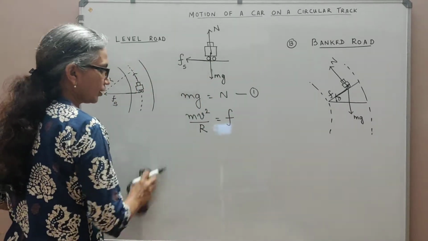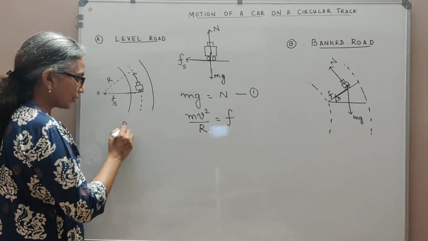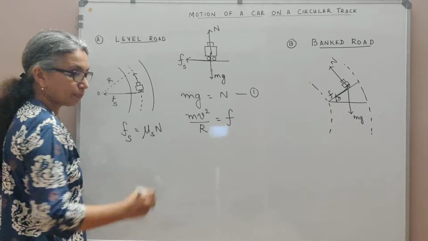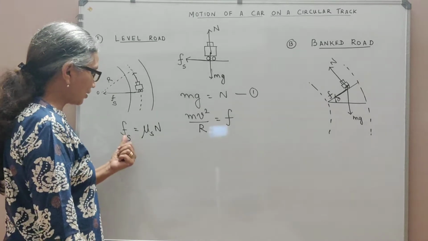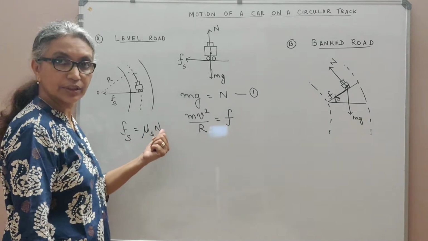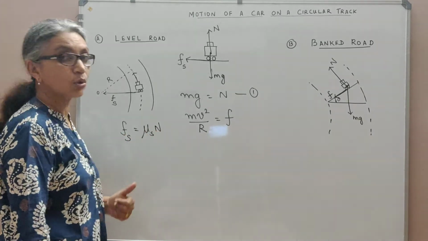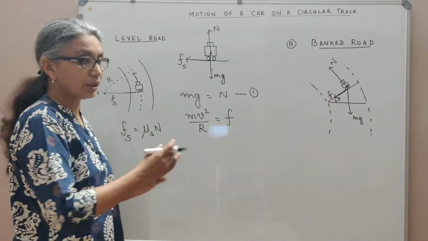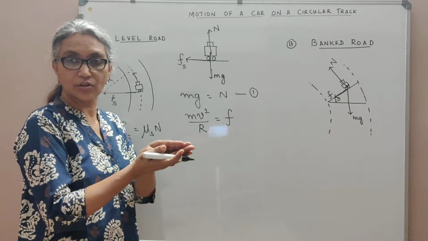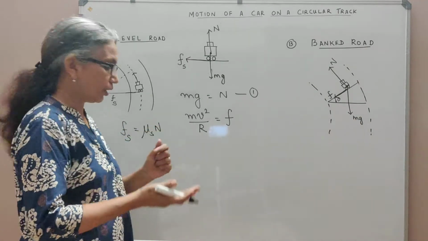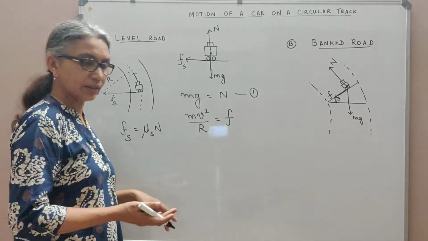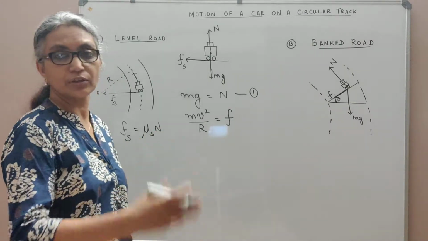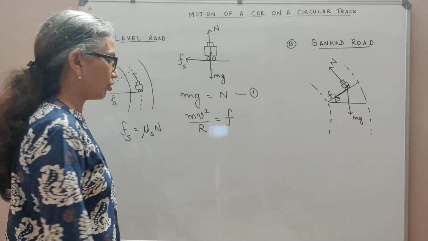So we may write this. You already know that static friction is equal to mu s n from our previous topic, because static friction depends on n, the normal reaction. It also depends on the coefficient of friction. What is this coefficient of friction? It depends on the nature of the two surfaces in contact. If it's very smooth, then this mu s will be lesser. If it's rough, then the coefficient of friction is higher. So it depends on the nature of the two surfaces in contact.